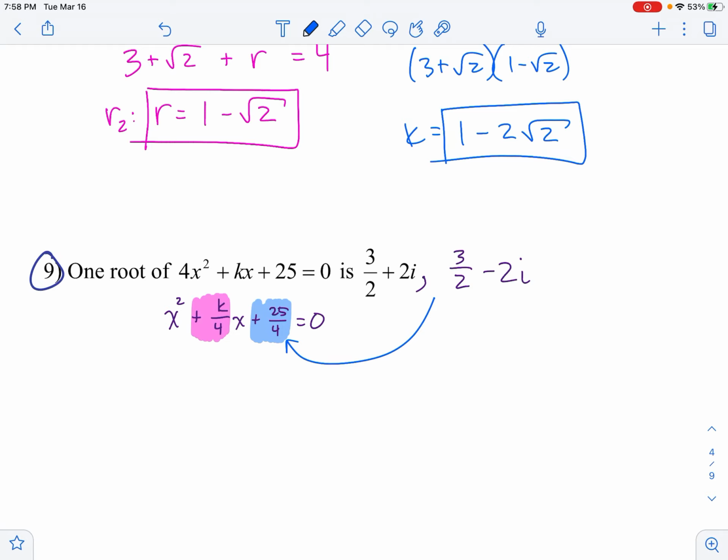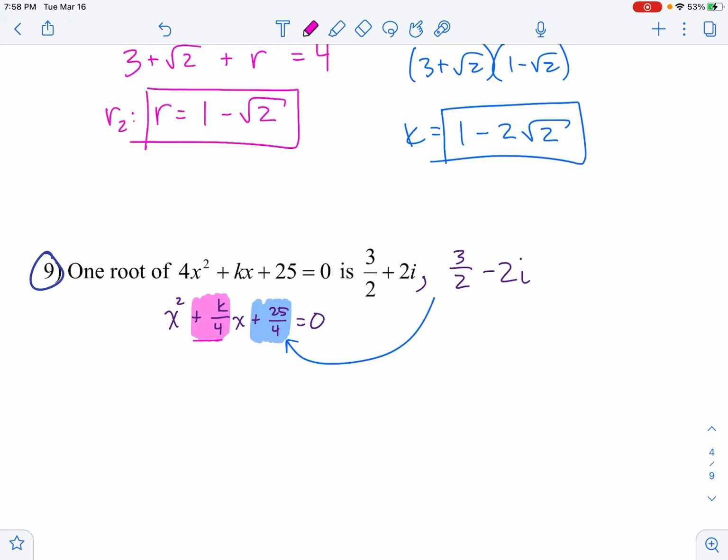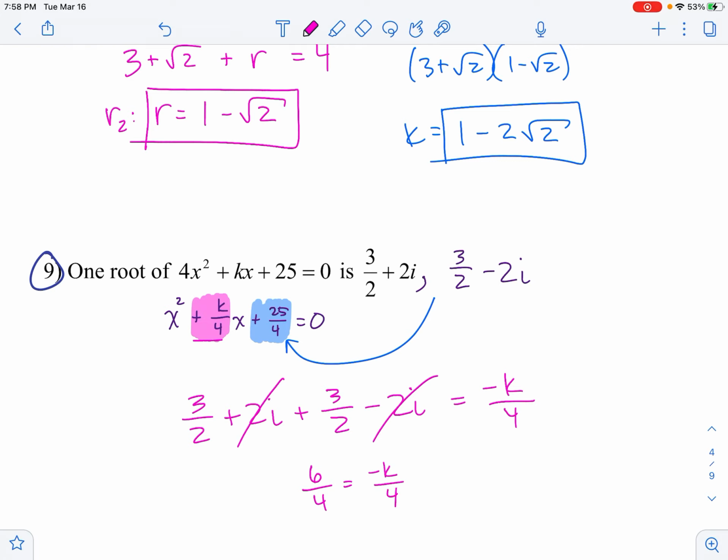So all we need to do is add them together in order to get our sum. 3 halves plus 2i plus 3 halves minus 2i should be equal to the opposite of k over 4. Oh, so nice. I already have common denominators, so 6 halves equals negative k fourths. Oh, sorry, 6 halves. Basic mistake, that was ridiculous. Ignore that I did that.